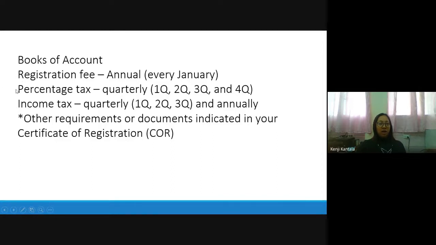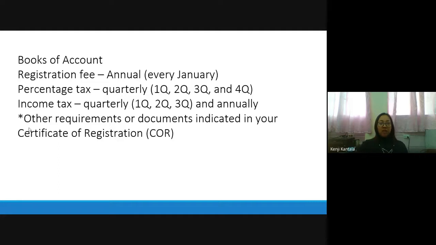And then next to that is you need to pay your percentage tax. So this percentage tax will be based on your gross sales. So ito is paid quarterly. So we have 4 quarters. And then same with your income tax that is paid quarterly. And then you have your first quarter, second quarter, and third quarter. Tapos yung pang fourth quarter na, yan na yung sa annual income tax ninyo. So there are also some other requirements or documents that you need to comply with depending sa negosyo ninyo.